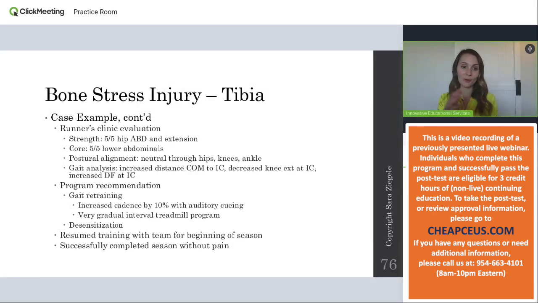Fortunately, after going through that whole program, she was able to resume training with her team at the beginning of the season. And checking in with her throughout, she was actually able to successfully complete the full season with her team without a recurrence of her pain. So really building on all the anatomical things that they had worked on and the training things that they had already established, we were able to bring in that biomechanical piece with gait analysis and create the outcome that she needed.